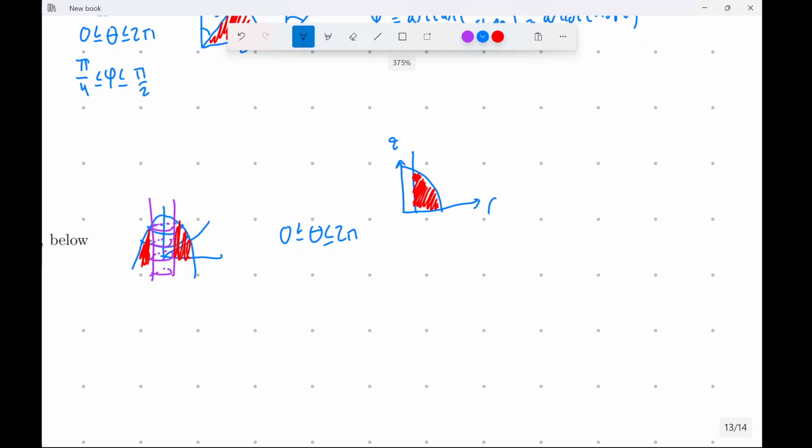And so now I want to try to decide whether I want to do this in cylindrical or spherical. And essentially that amounts to, do I want to set up this 2D region in Cartesian or polar?